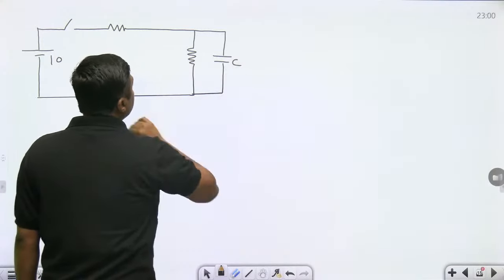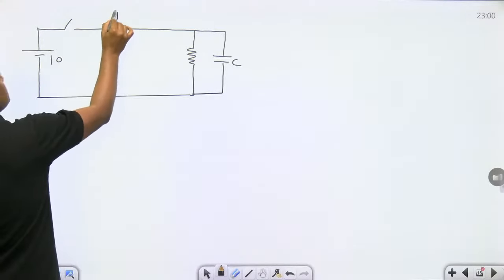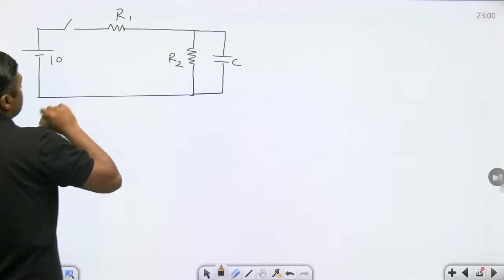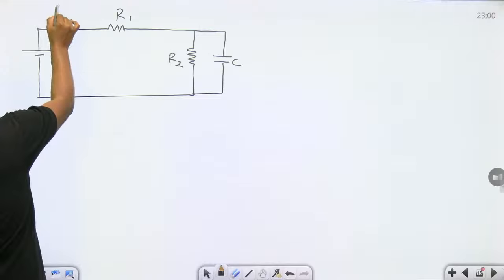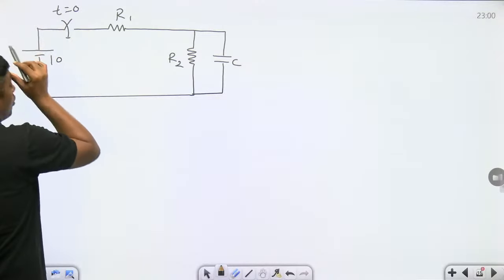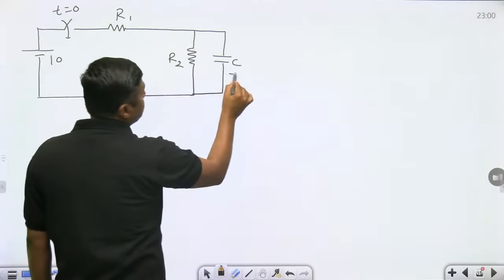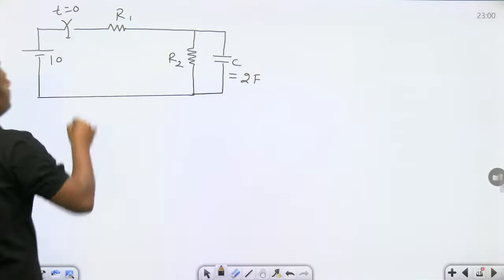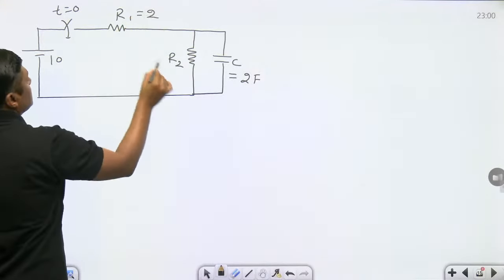This is the capacitor. This is R1. This is R2. Now that is the C. Exactly at t equal to 0, that switch is closed. The value of this C is equal to 2 farad. You can take any value. Let this be the 2 ohm. This is the 4 ohm.